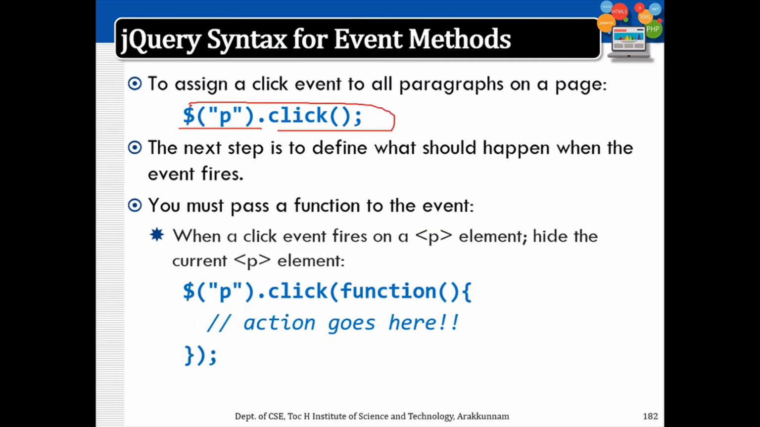$("p").click. So this is assigning a click event to all paragraphs on a page. Next step is to define what should happen when the event fires. So in the $("p").click function, that action should be defined within this particular function. We must pass a function to the event, and when a click event fires on a paragraph element, hide the content of the paragraph element.